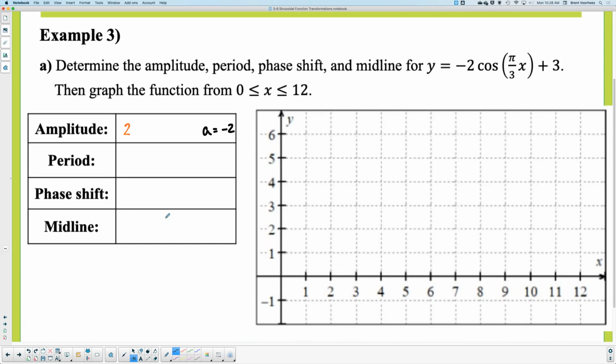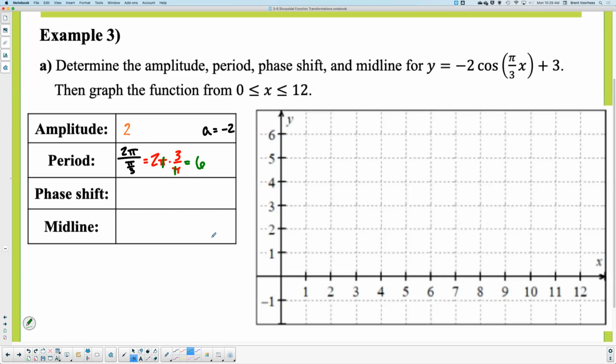Okay, what about the period? Well, this one's going to be different. It's 2 pi divided by what value? Pi over 3, which is the same thing. If you're dividing by a fraction, it's the same thing as multiplying by its reciprocal. So it's 2 pi times 3 over pi. What's 2 pi times 3? 6 pi. But then you divide it by pi. 6. So the period is 6.